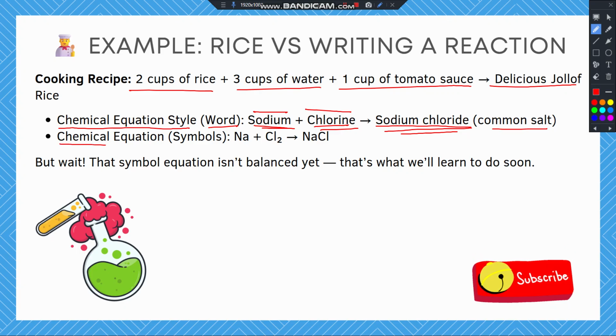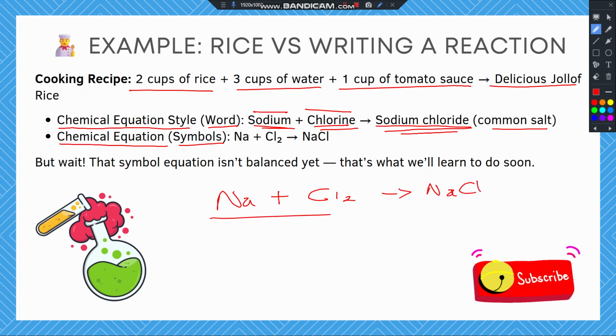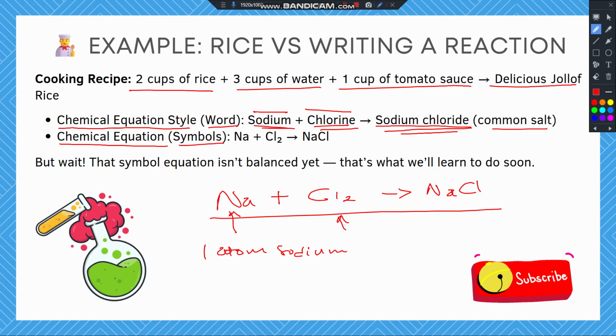But when you use chemical equations using symbols and formulas, this tells us that we have sodium Na plus chlorine Cl₂, giving us sodium chloride. Now, this format is much more clearer and concise, because this tells us that we have 1 atom of sodium, and this tells us that we have 2 atoms of chlorine, and then over here we have 1 molecule of sodium chloride. So that is more detailed and more precise.